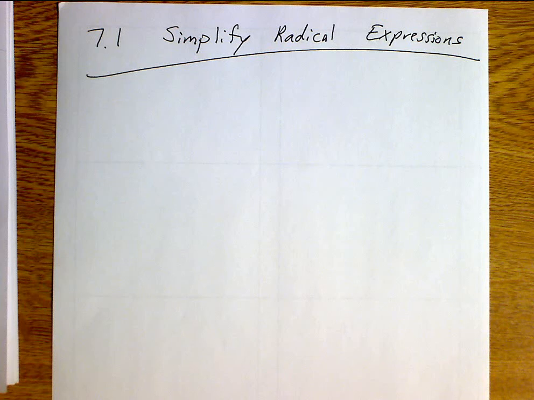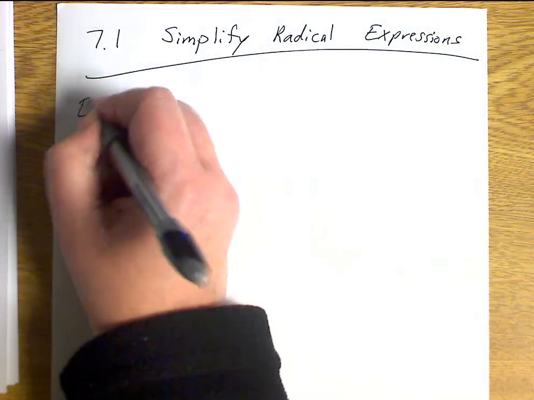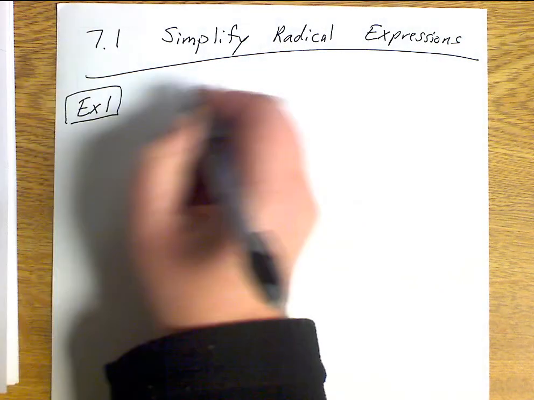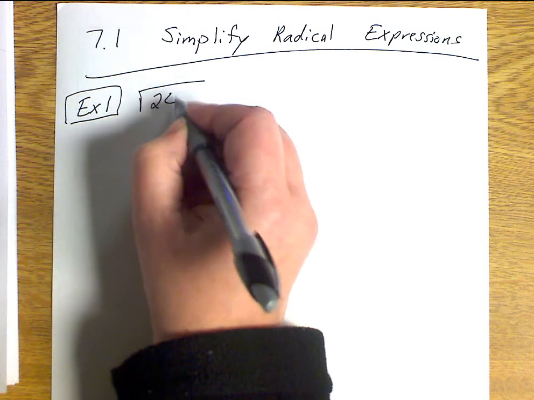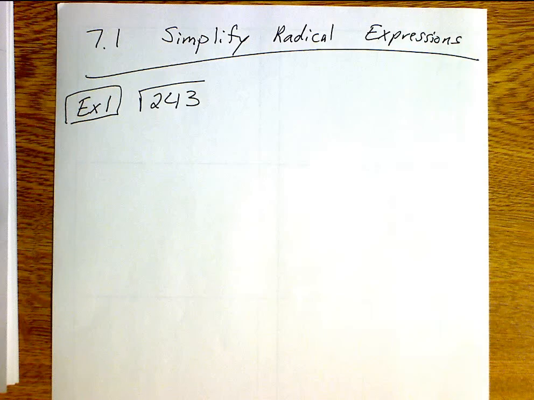So 7-1 is, we are going to be working with simplifying our radical expressions. All right. So what's going to happen is, like example 1, we are going to be given a square root of 243. And what we have to do is think about what perfect square goes into 243. Before we find our number, we're going to think about some perfect squares.